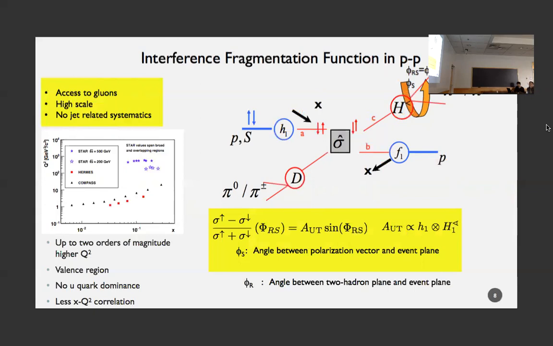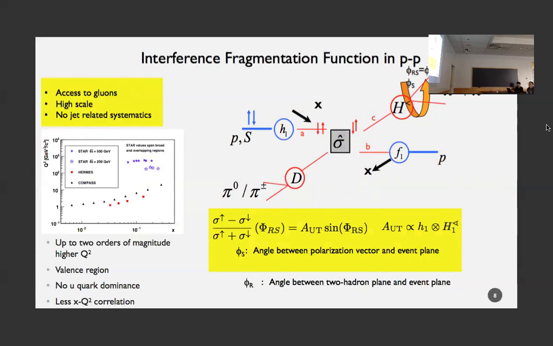Compared to SIDIS, plotted here with HERMES and COMPASS, you have up to two orders of magnitude higher Q squared. You're still sitting in the valence region, you have no u-quark dominance, and you have access to gluon contributions. The specific advantage of using the IFF in this case is that it's a very clean measurement. You're in the collinear framework, and you don't have to reconstruct jets, which reduces your jet systematics and also increases your statistics.